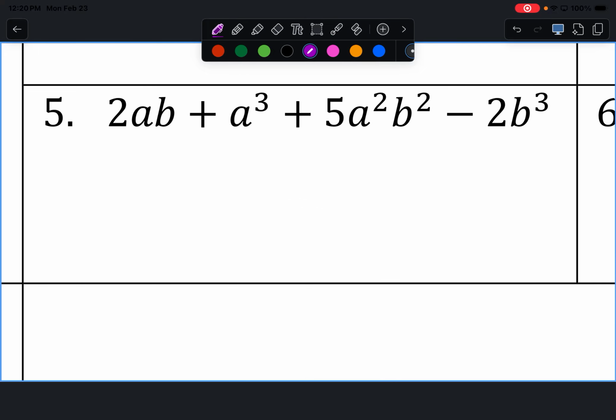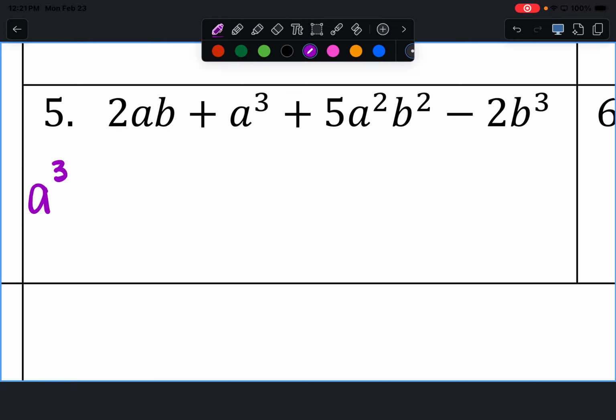For number 5, we have 2 variables in this. We have a and b. Alphabetically, which one comes first? A. So we're going to start with a, and we're going to worry about a's exponents first, going from biggest to smallest. Which one of those has the biggest exponent with a? So a cubed will go first.